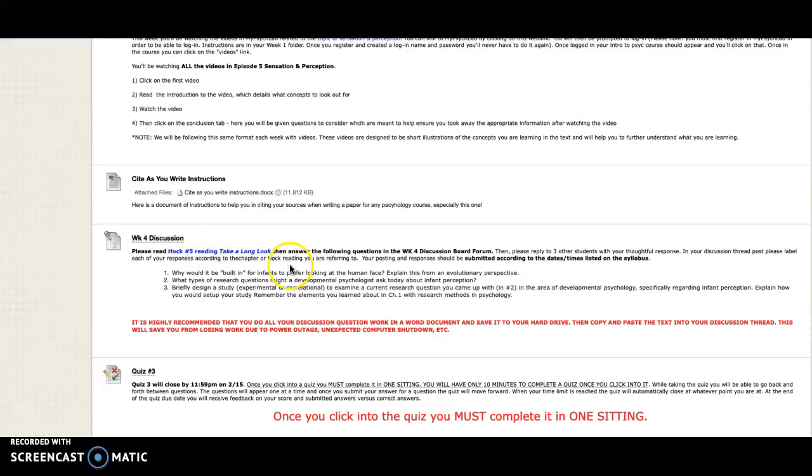It's called Take a Long Look, and it comes from Fantz's research on preferential looking behavior in infants, and how we go about deciphering what infants gravitate towards looking at, how we measure that, and what that tells us. It will also include some discussion on research methodology. So it will kind of harken you back to chapter 1 where we talked about experimental and correlational designs.